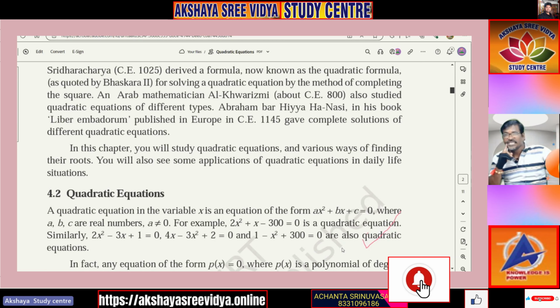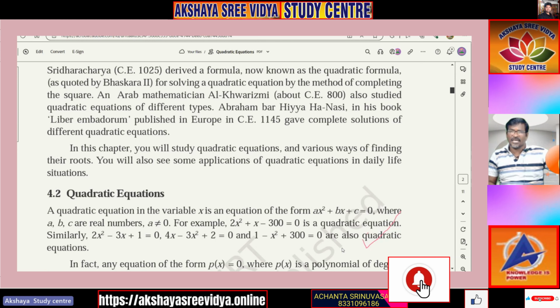A quadratic equation in the variable x is an equation of the form ax squared plus bx plus c equal to 0, where a, b, c are real numbers and a is not equal to 0. For example, 2x squared plus x minus 300 equal to 0 is a quadratic equation. Similarly, 2x squared minus 3x plus 1 equal to 0 is also a quadratic equation. Similarly, 4x minus 3x squared plus 2 equal to 0, and 1 minus x squared plus 300 equal to 0.